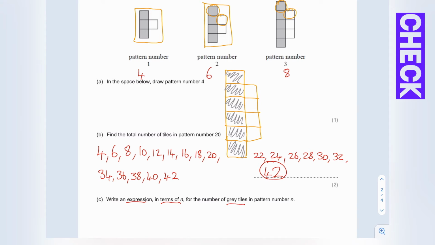So in part C, it wants us to write an expression in terms of n for the number of grey tiles in pattern number n. So we have to be careful here, we are only looking at the grey tiles. So to begin with, we need to write down how many grey tiles we have. In pattern number 1, we have 3 grey tiles. In pattern number 2, we have 4 grey tiles. And in pattern number 3, we have 5 grey tiles.